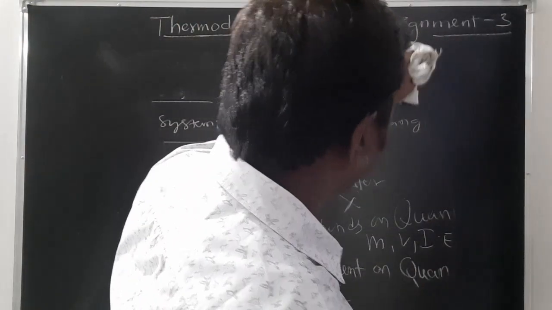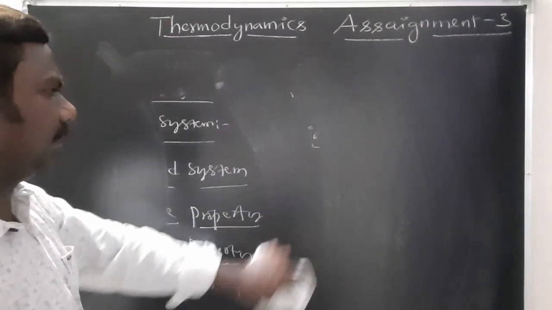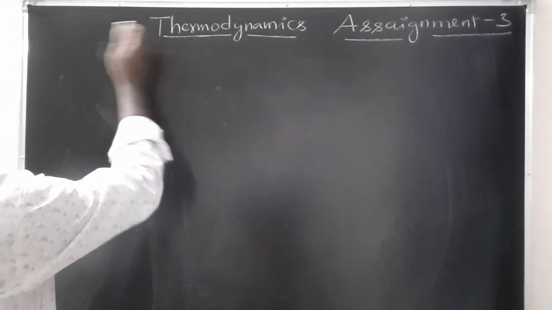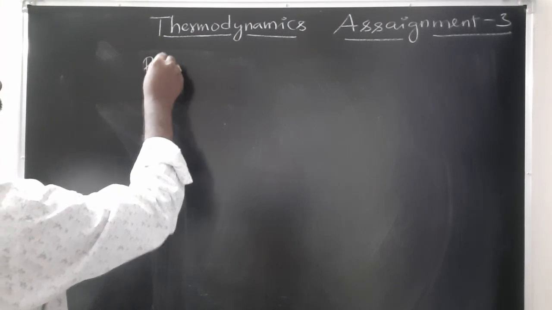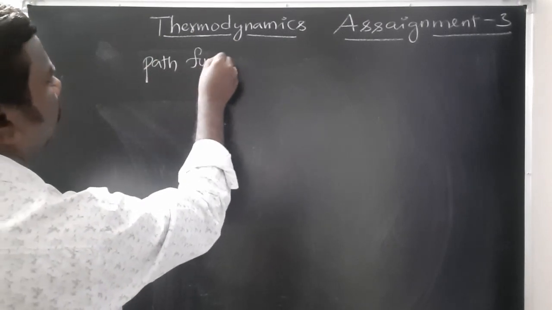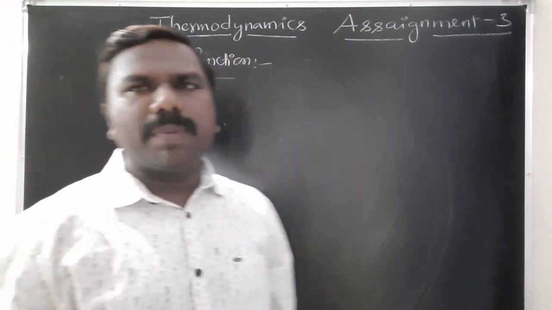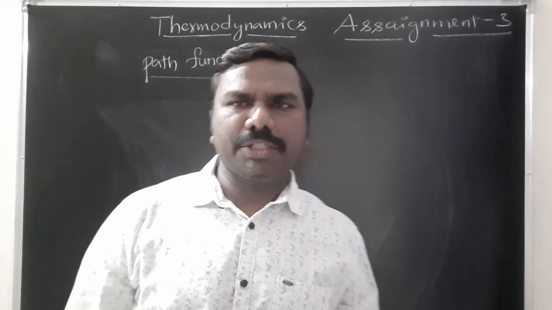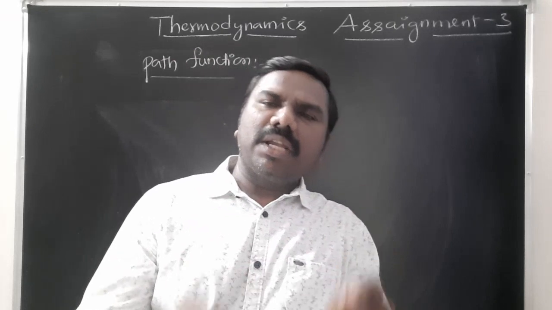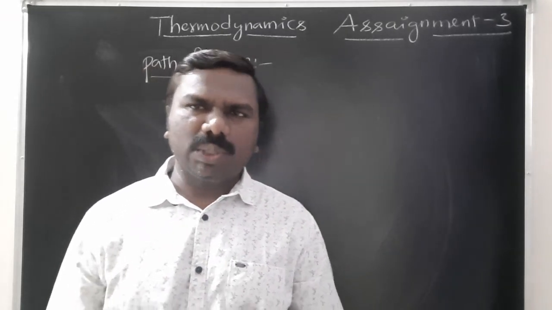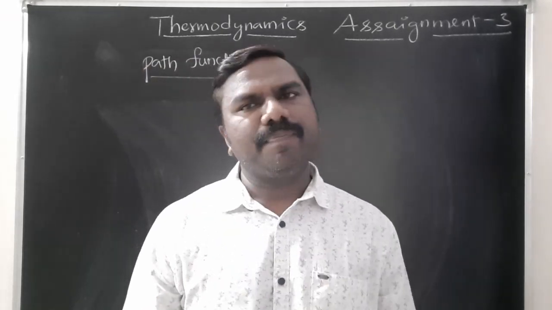Next, state function and path function. The first one is path function. It means the property which depends upon the path of a reaction. In which direction the reaction happens, based on that the reaction will be completed.